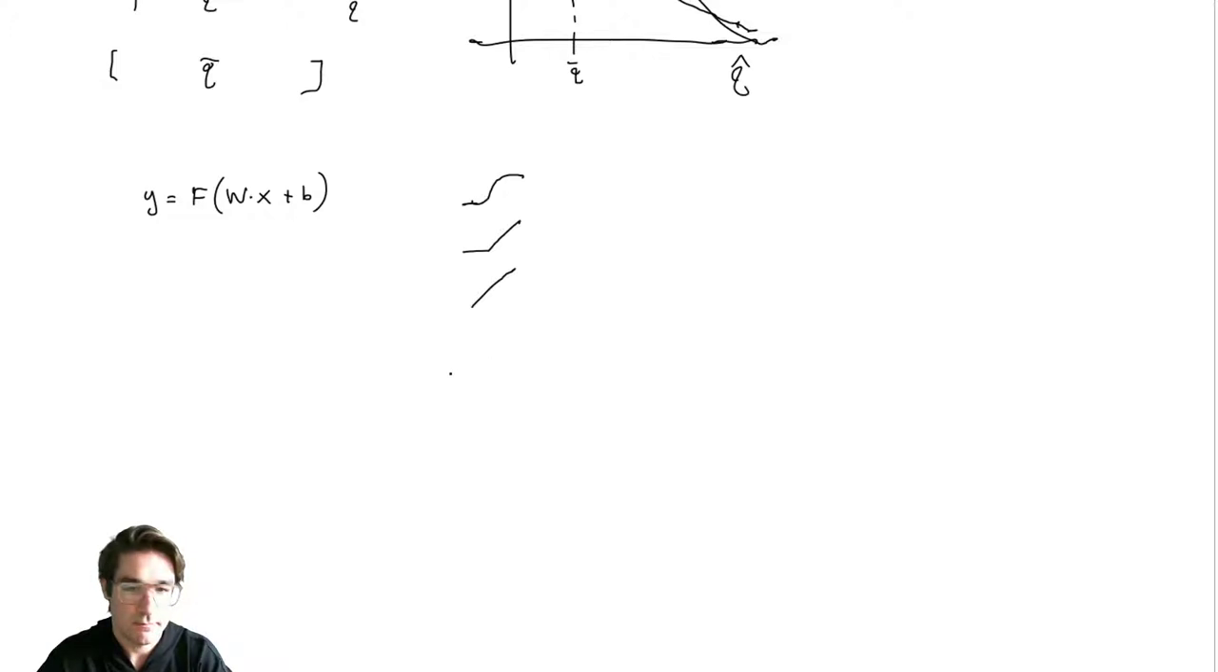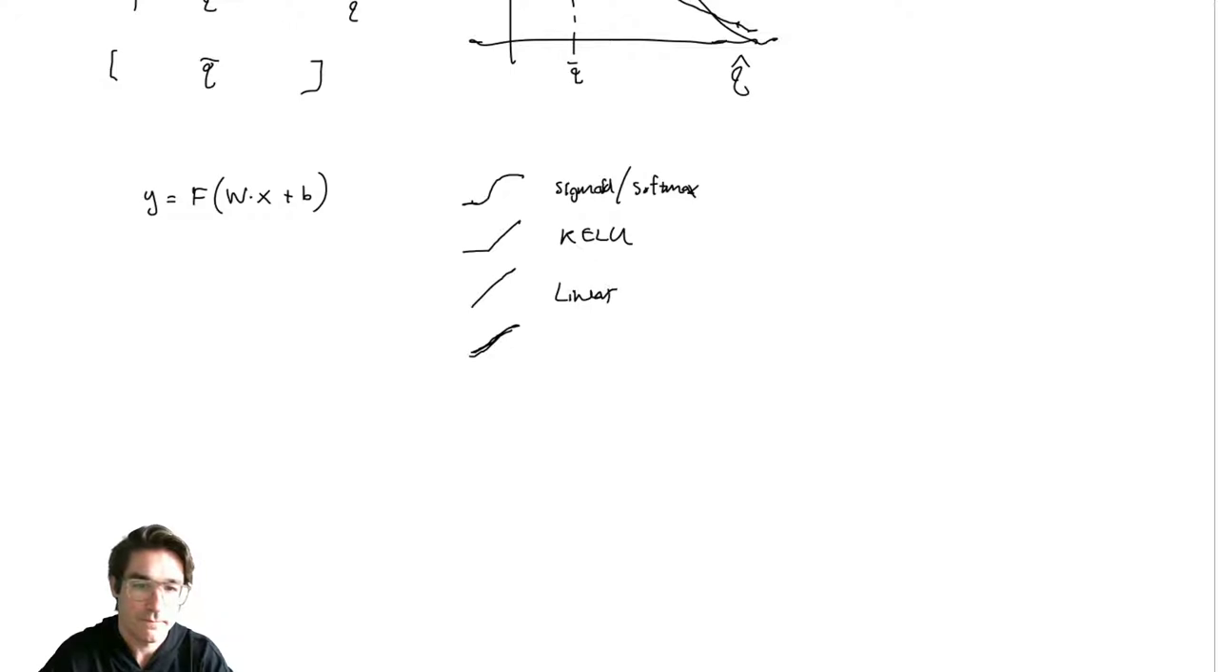Could be hyperbolic secant or something. Could be a lot of things, right? But usually it's one of these three things. So this is sigmoid, also known as softmax, I think. Those might be slightly different, but they're both the same shape. This is rectified linear unit. This is linear. Okay, so that's f.